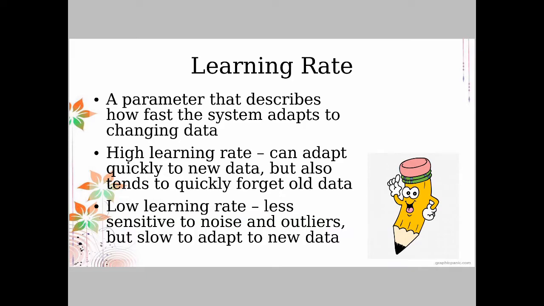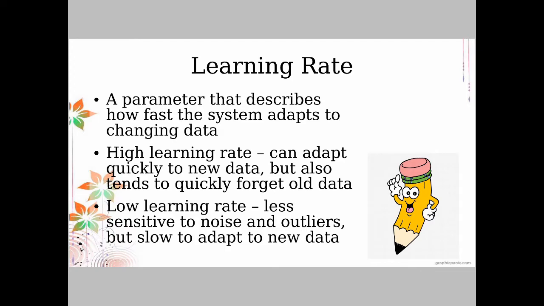Okay, so one parameter to remember about machine learning is the learning rate. The learning rate is the parameter that describes how fast the system adapts to your changing data. It's somewhat like attention span to us, to humans. Not the learning rate in humans, but more of the attention span. Because, for example, if you have a high learning rate, you have very good attention. You're very attentive, so you can adapt quickly to new data. But because of high adaptability, and of course limited memory, the old data tends to be quickly forgotten.